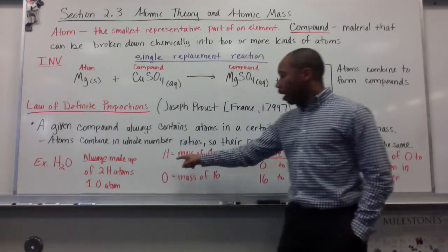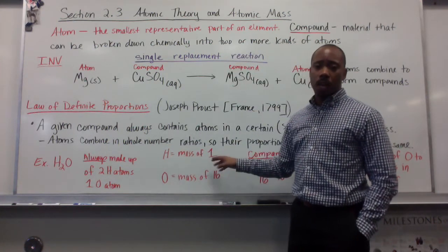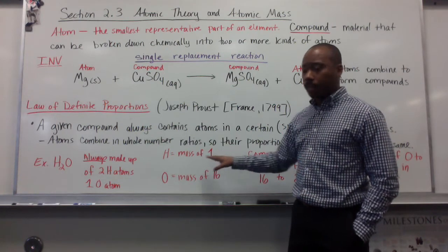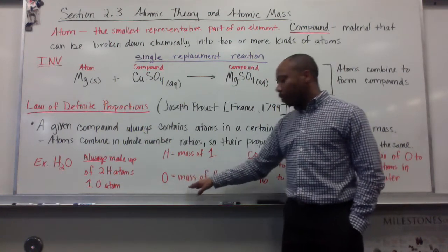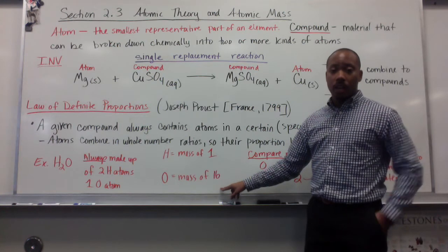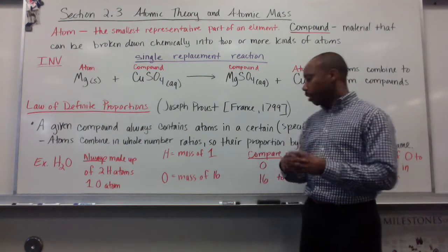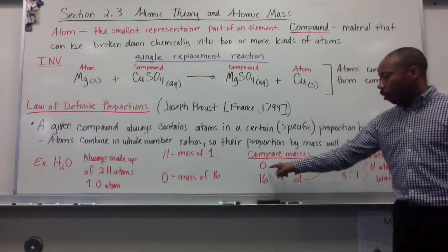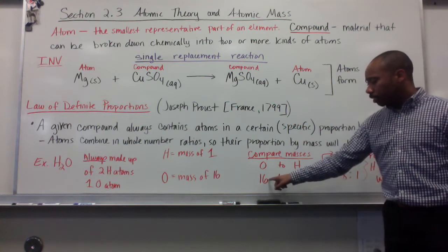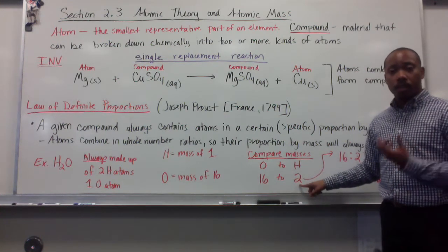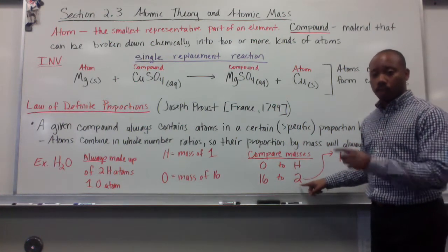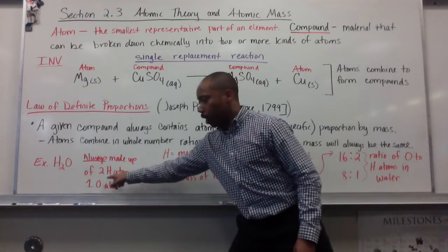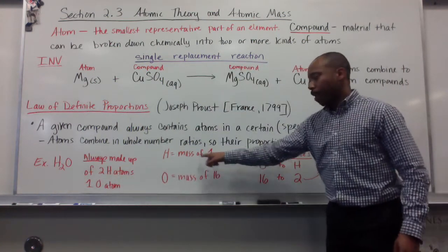So we have hydrogen. Hydrogen has a mass of 1. We'll talk about the units of this 1 later on, but it's a mass of 1. Oxygen has a mass of 16. If we compare these two masses, then we'll see that if we go oxygen to hydrogen, we have 16 to 2, if we're talking about the compound water. That's a 2 here because I have 2 hydrogen atoms. They both have a mass of 1 apiece.